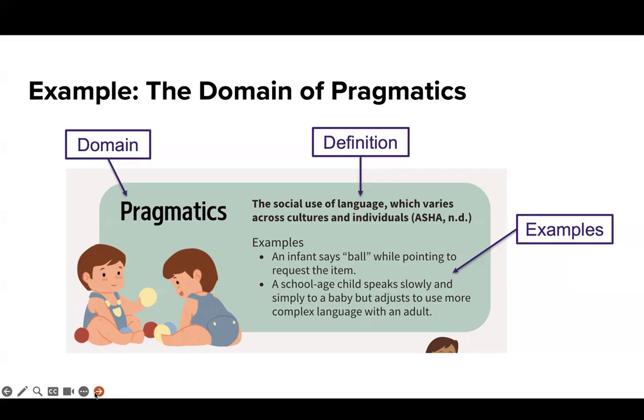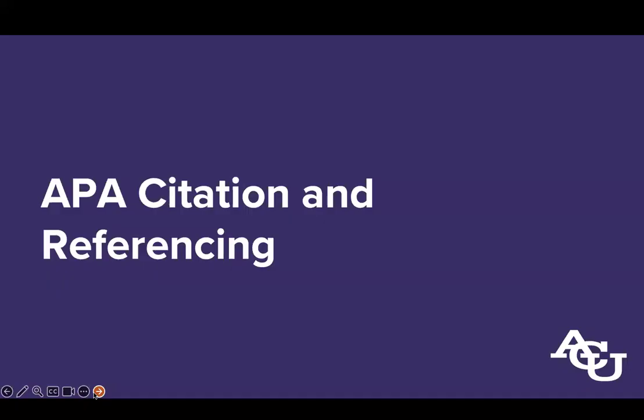And the image is relevant to the text because it illustrates the first bullet about the infant saying ball. The text is also aligned in rows and at the margins, and the proximity of all these elements to one another, unified by the green shape underneath, signal that they're related. And one other thing you may notice is that the text includes an in-text citation for ASHA after the definition. Since APA citation and referencing is an element of your assignment, we're going to take a few minutes now to look at how to do that on an infographic.